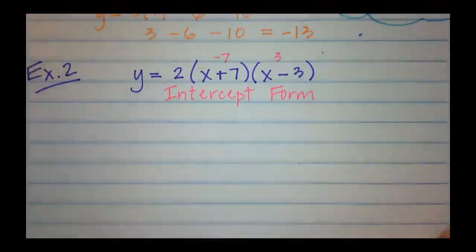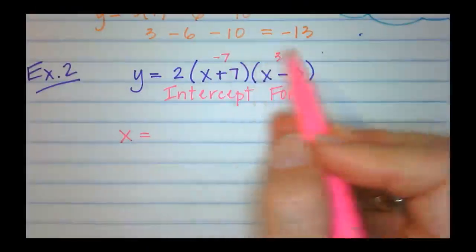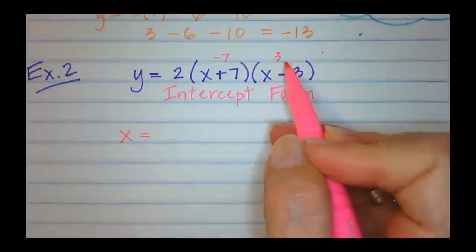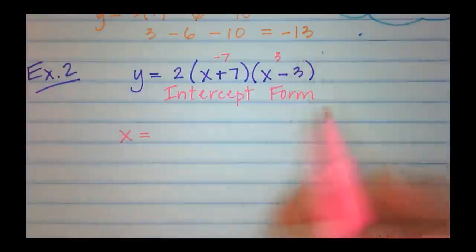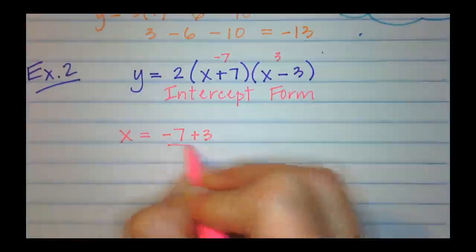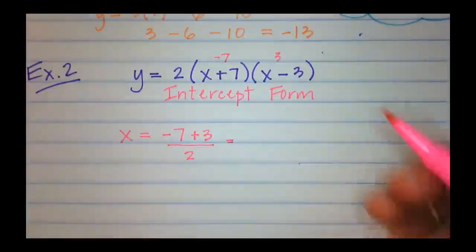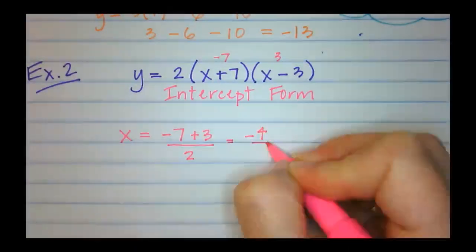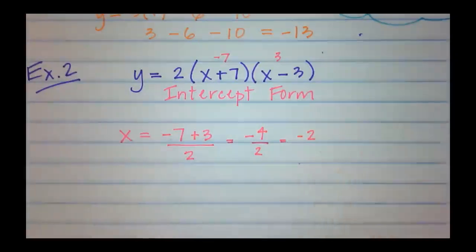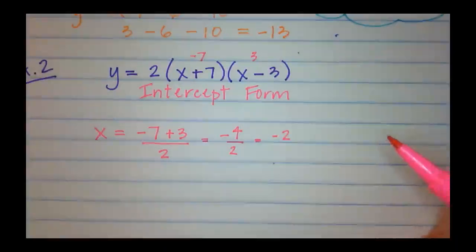Well, one thing you can do is just average them together. So in order to get what x is, I need to average -7 and +3. So -7 plus 3 divided by 2, because that's how you average. You add them together, divide by how many there are. So that's -4 divided by 2, so that's -2. So the middle of -7 and 3 is at -2.